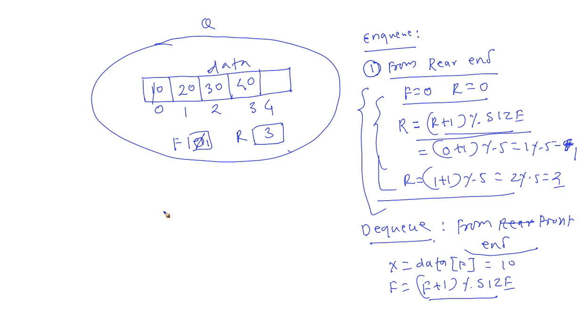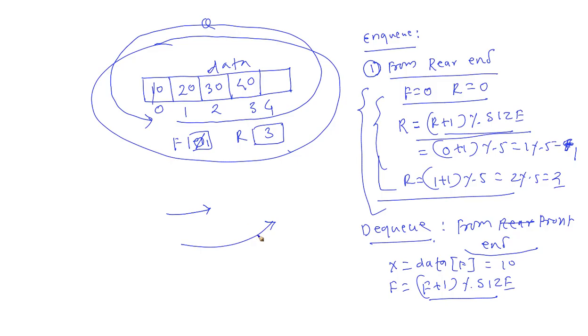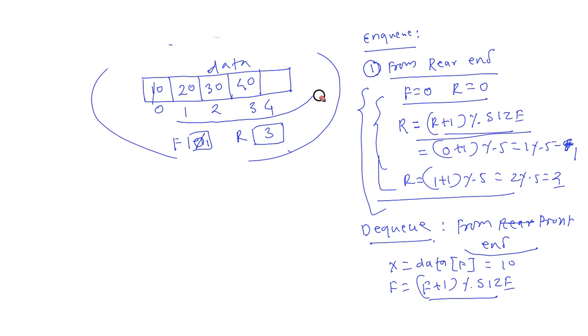That means both F and R are incremented in this fashion, in this direction, right? Both are incremented in this direction like this. This is the direction of incrementing F and R, and this is the anti-clockwise direction. So F and R are incremented in this direction. Let me create some space here. Let me rub this. I just wanted to show you how F and R are incremented, in the anti-clockwise direction like this.